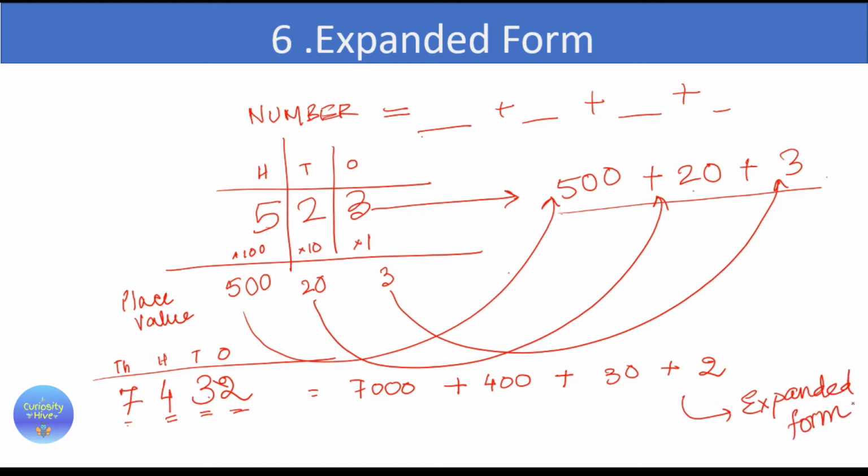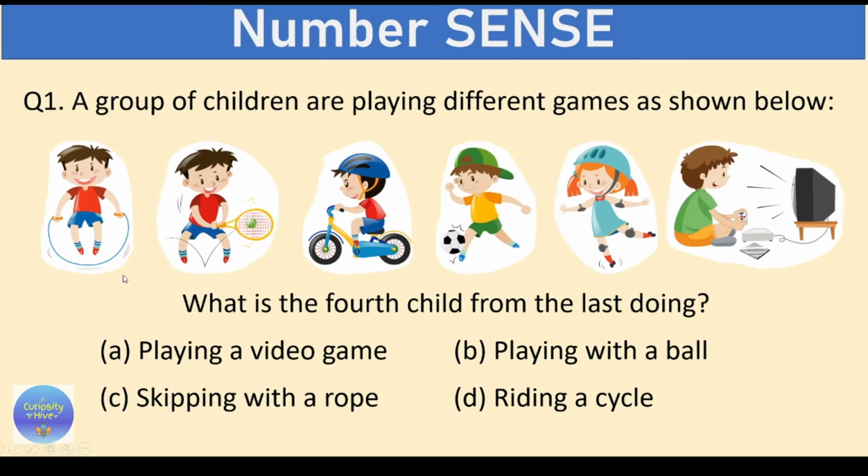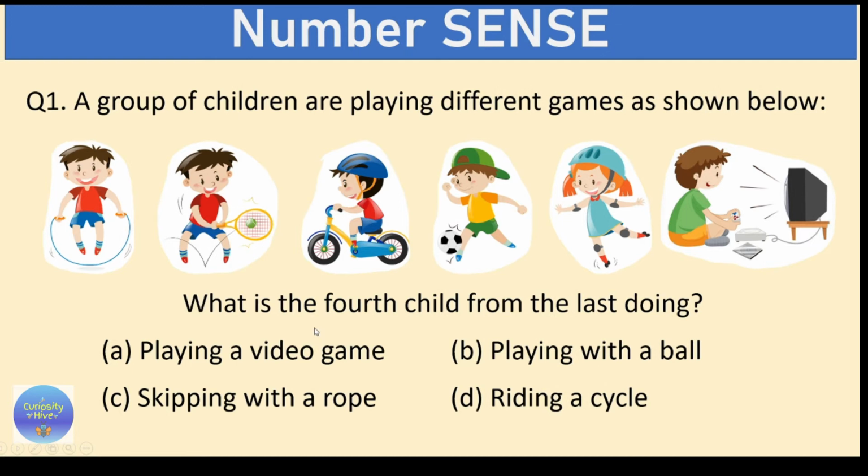Well, with this, we have covered the concepts that are required for us to deal with the third grade questions on number sense. So, let's get started. Let's look at the first question, which says a group of children are playing different games as shown below. So here there are some images of children playing games shown. We need to find what is the fourth child from the last doing. So here we need to apply what we've learned in our ordinal numbers where we get the position.